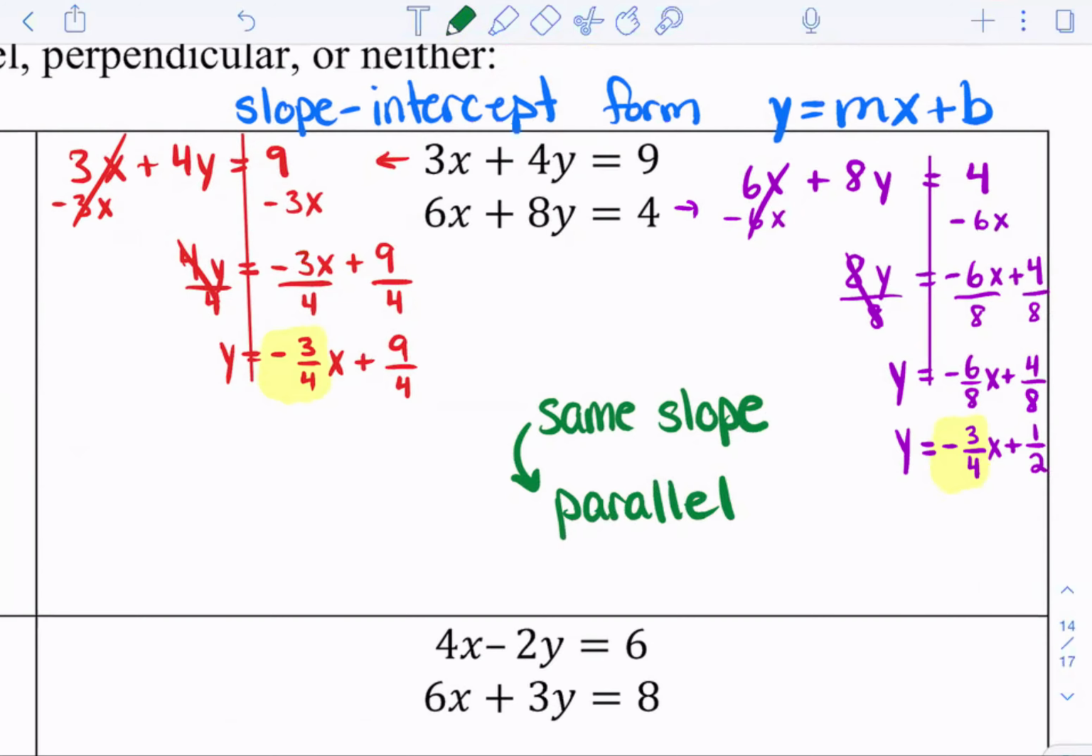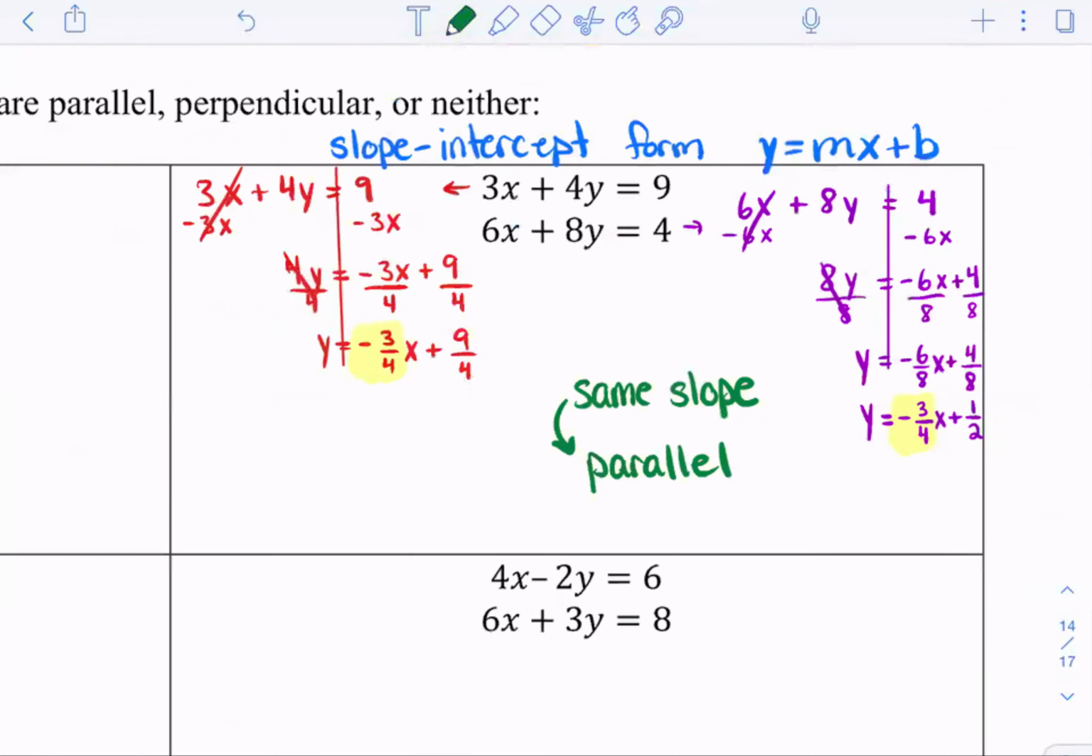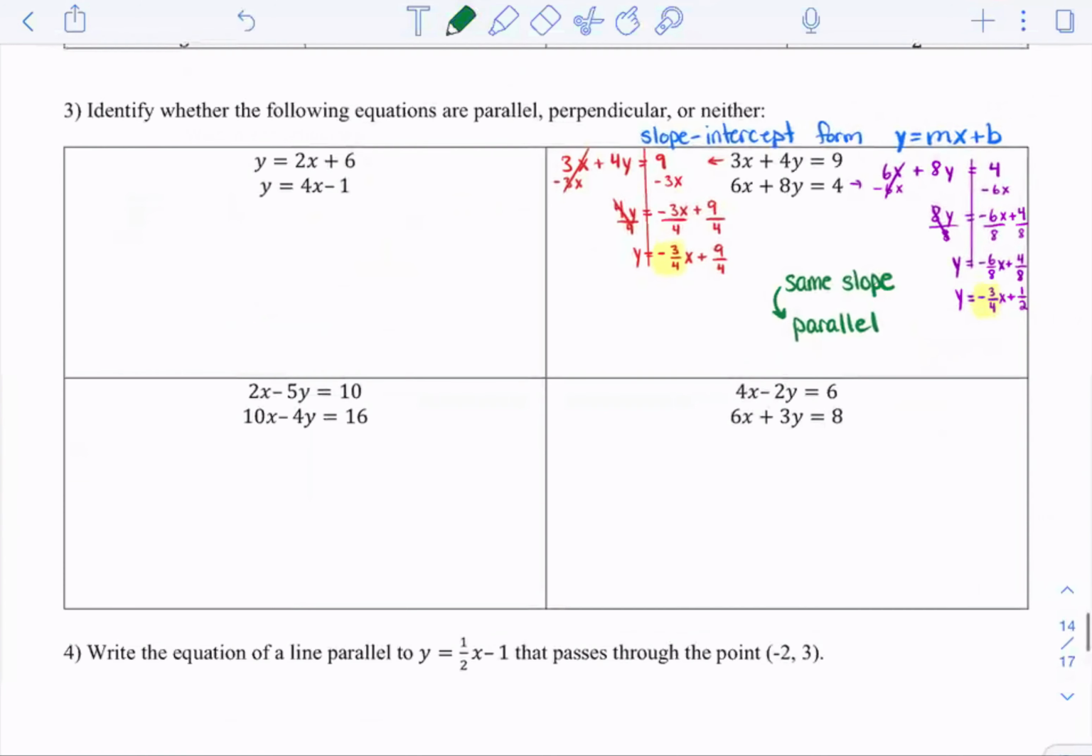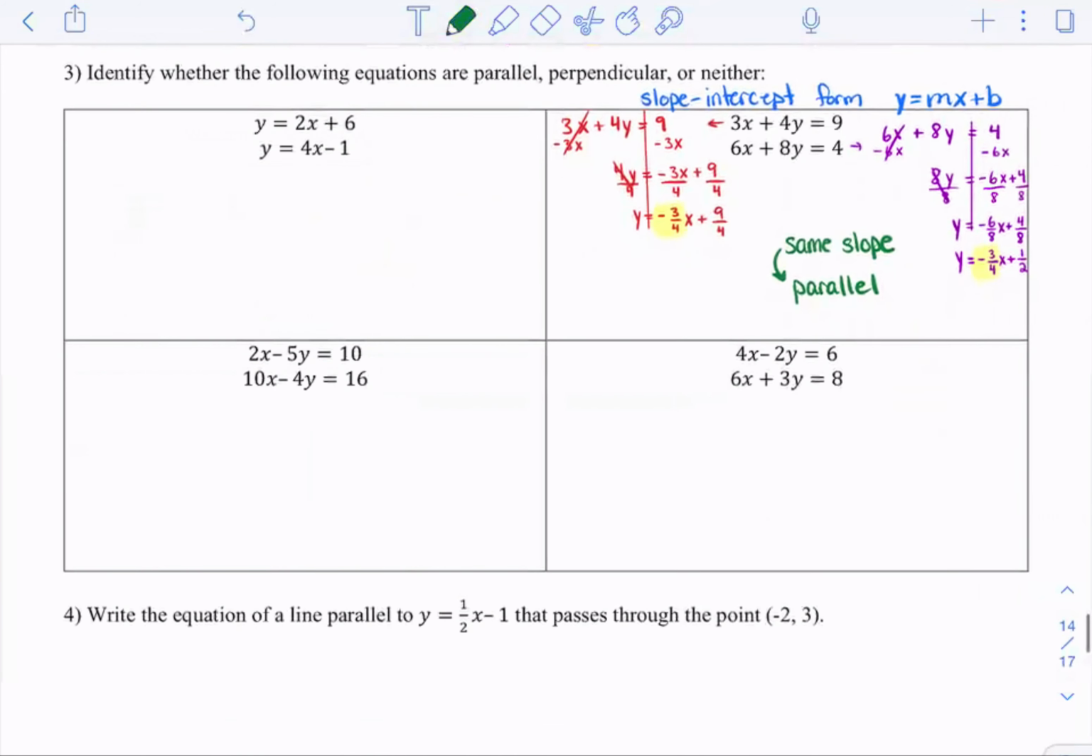All right, so I would go on if I were you to try the other two examples, and then you can come back later and look at the posted answer key to compare your answers to. All right, number 4.